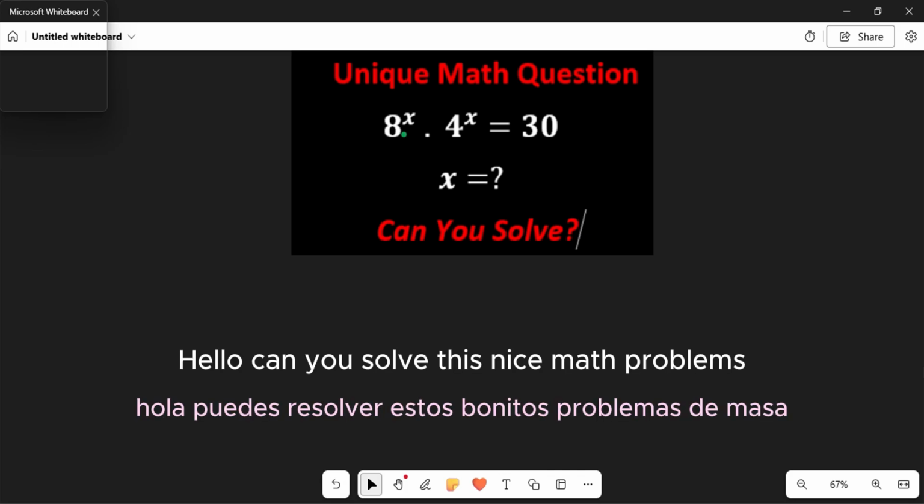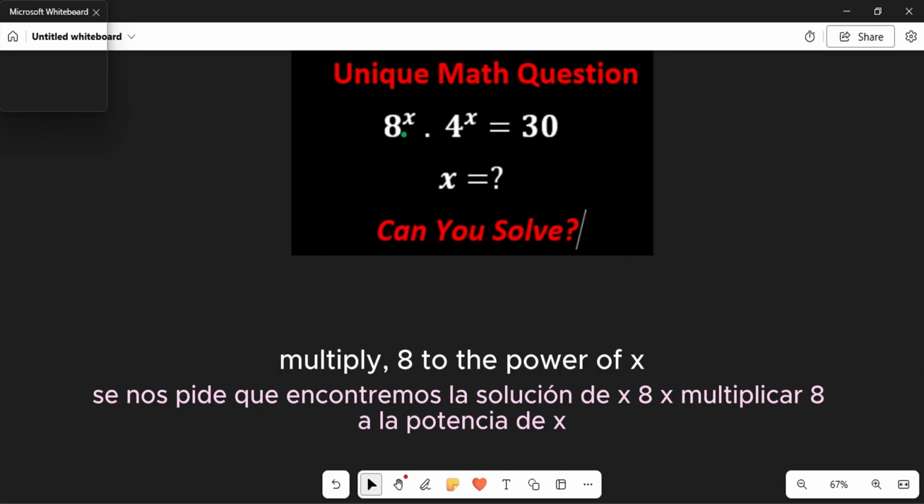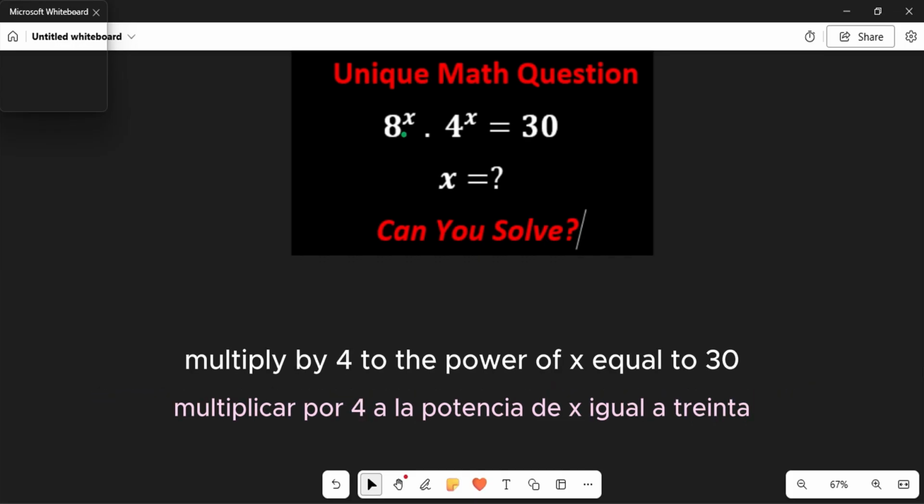Hello, can you solve these nice math problems? We're asked to find the solution of 8^x multiplied by 4^x equal to 30.